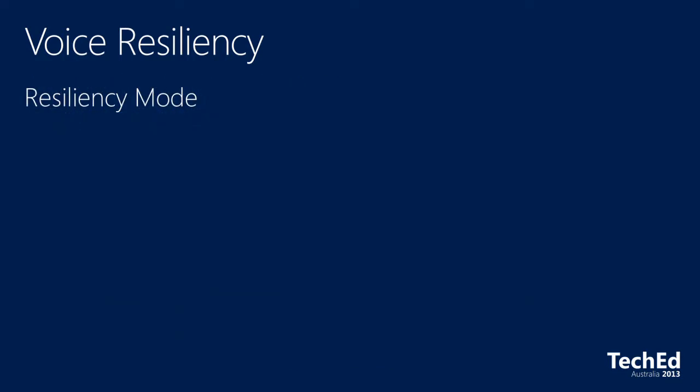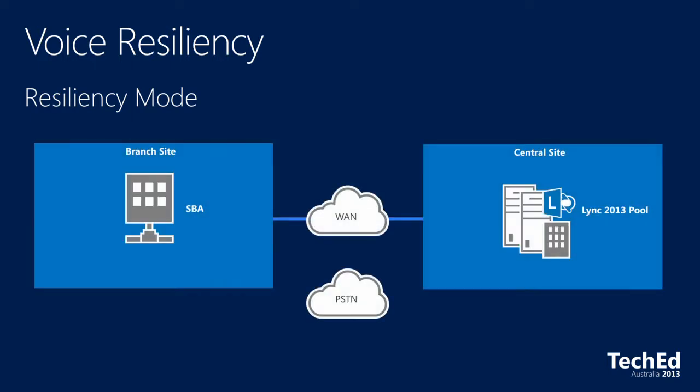Resiliency mode. We talked about having the SBA in that site. If we lose that WAN link back to the central site, how does that look to the end user? This is very similar to 2010, effectively the same user experience. In this case, we have an SBA sitting out in our branch site, and in our central site, we have our pool. The user is registering against the SBA, but the rest of their services are still coming from over here at the Lync 2013 pool. What I wanted to show here is that signaling-wise, we're still registering against the SBA, but we're getting all our user services here.